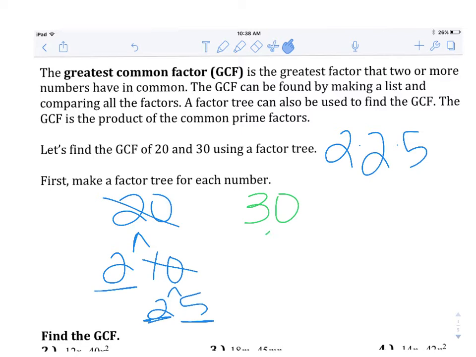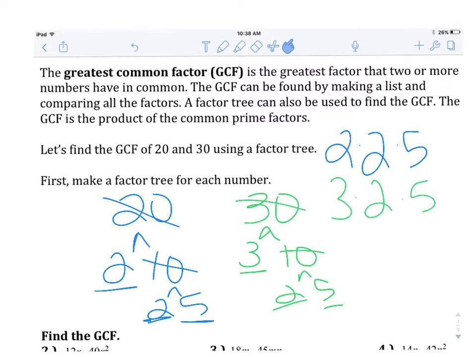So do the same thing with 30. We're going to break it down to its prime numbers. So 30, we could do 2 and 15, 3 and 10, 6 and 5. I'm just going to stick with 3 and 10. But again, it does not matter. You could use any of those combinations. 30 I'm going to cross out because I broke that down. So 3 is a prime number, cannot break that down any further. But 10 we can break down to 2 and 5. So 30 ends up being 3 times 2 times 5.